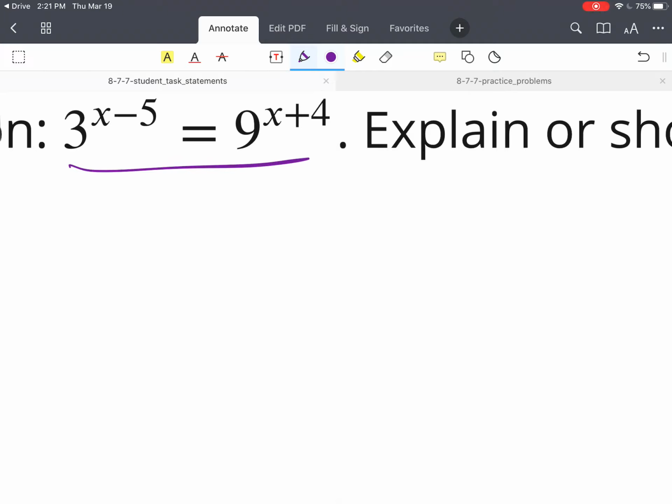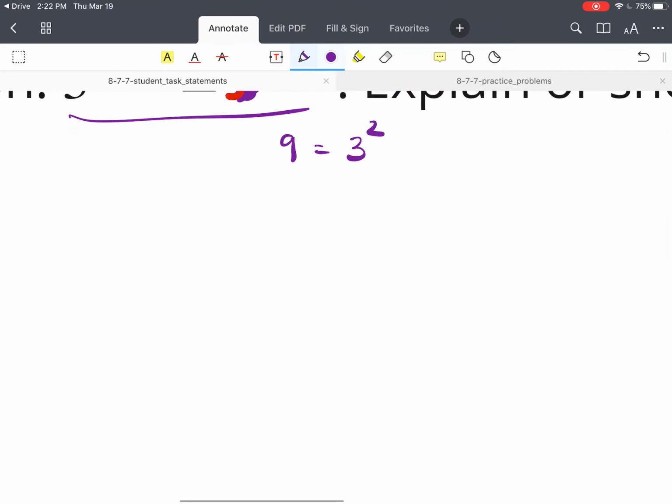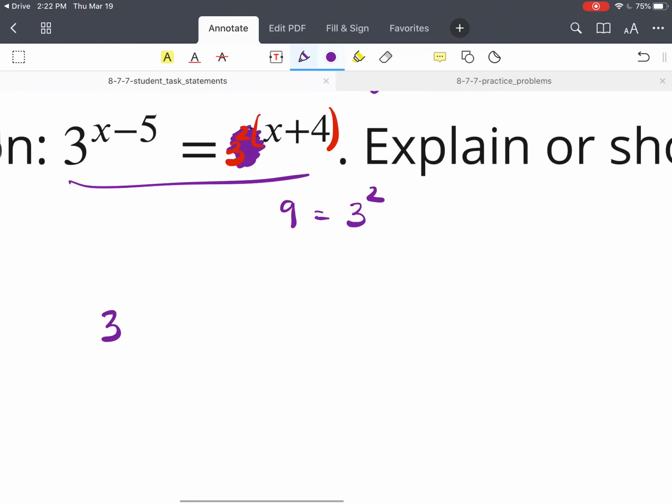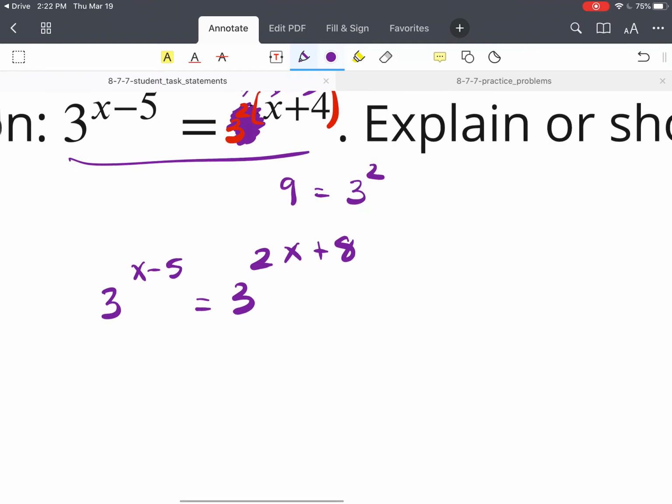Okay, so this is how you do it. That's pretty cool. 9 can be written as 3 squared. So I'm going to replace that 9 with a 3 squared. Since you're taking an exponent to an exponent, we have 3, so the x minus 5. You're taking an exponent to an exponent, so you can multiply the exponents. That's going to be 2x plus 8, right? Because you distribute the 2.